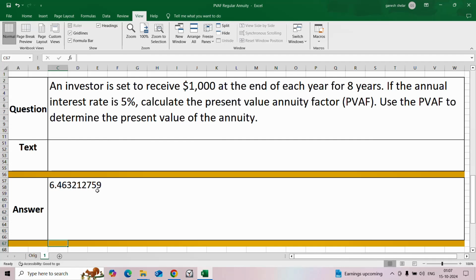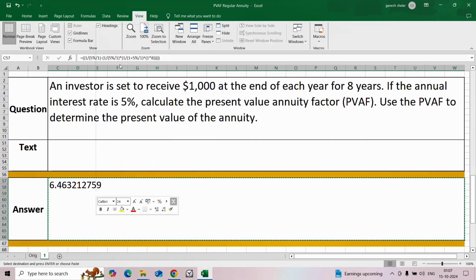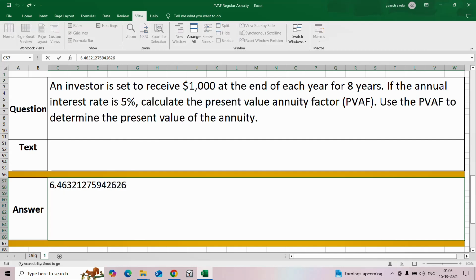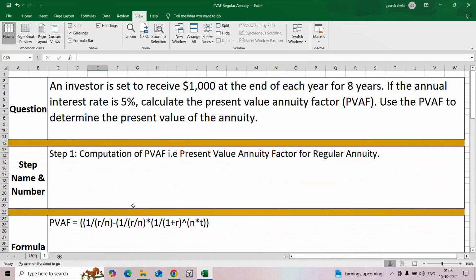So the present value annuity factor for a regular annuity is 6.46321275942626. PVAF for regular annuity equals 6.46321275942626. Now we will solve step 2.